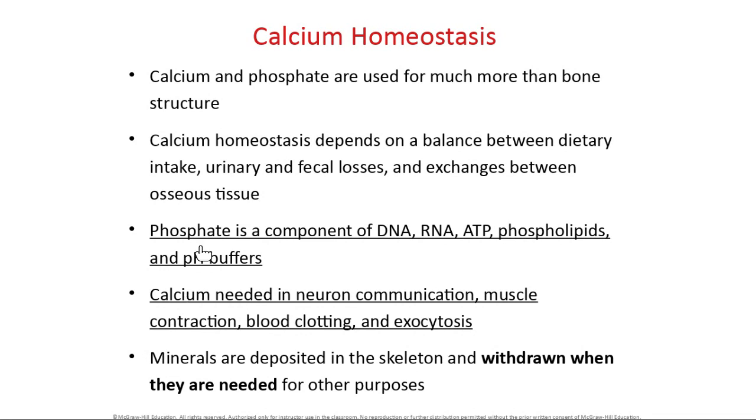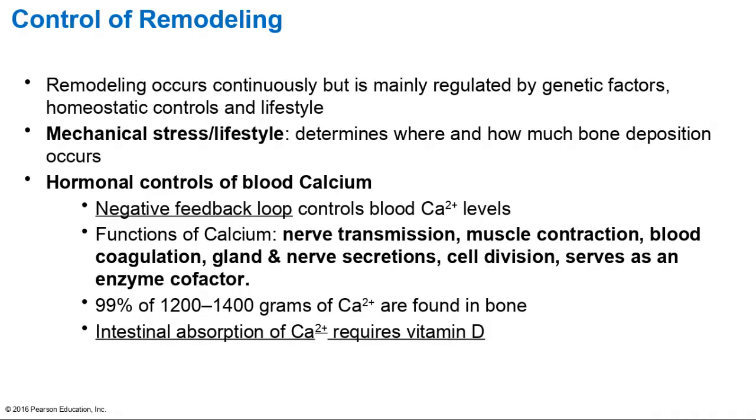So, a reminder of why phosphate and calcium are important. And of course, calcium homeostasis, the balanced level of calcium, is dependent on dietary intake and how that balances with excretion. As these are needed, we're going to withdraw them from the bone based on whatever the purpose or aim of the body is at that time.